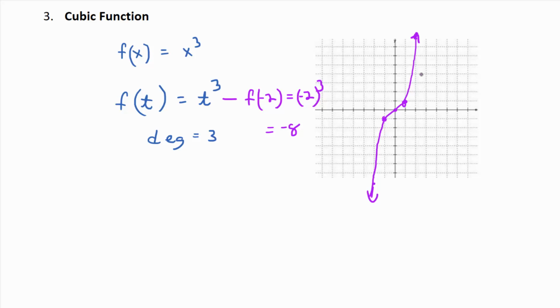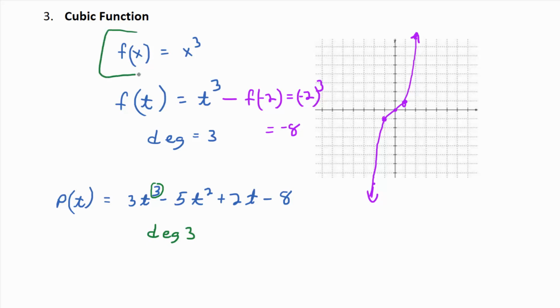Now, there are other degree 3 polynomial functions. I could use, say, like p of t, as just an example, 3t cubed minus 5t squared plus 2t minus 8. Just scan for the term with highest degree, and you see that it's 3. So this is an example of a degree 3 polynomial function. But again, the one I want you to be very familiar with and be able to graph is the cubic function.